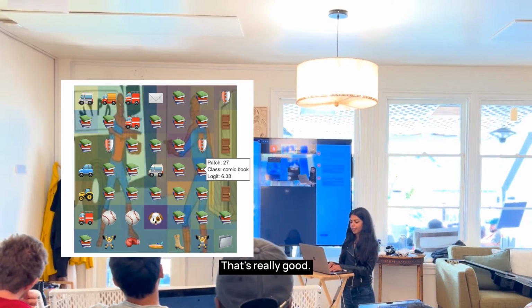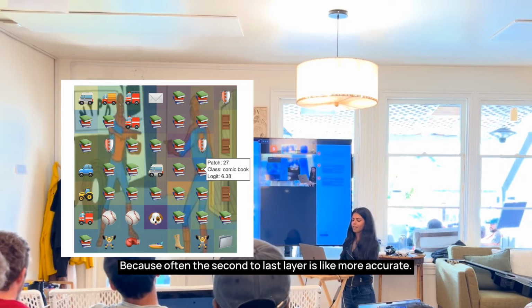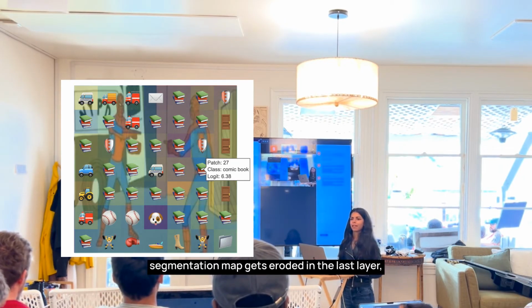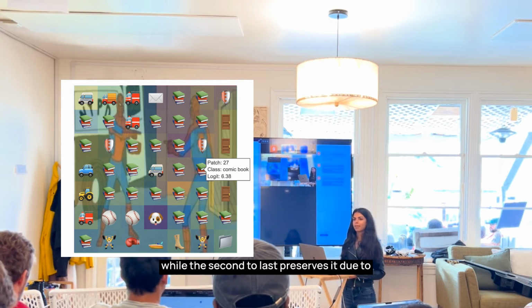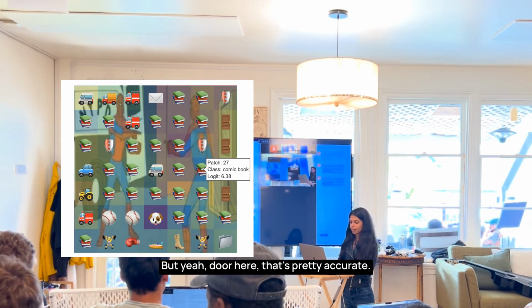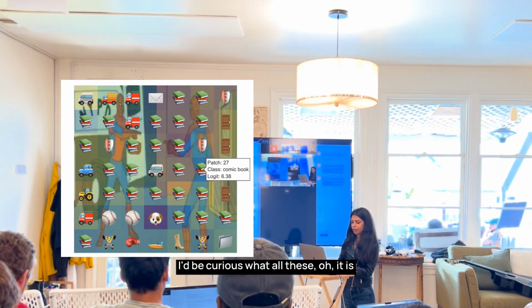Okay. That's really good. How is the second to last layer? Because often the second to last layer is more accurate. Because I think the last layer, the segmentation map gets eroded in the last layer, while the second to last preserves it due to whatever optimization pressure is happening. But yeah, door here, that's pretty accurate. I'd be curious what all these, oh, it is a car. It's a car in the background.